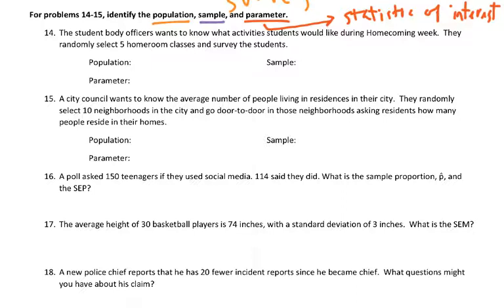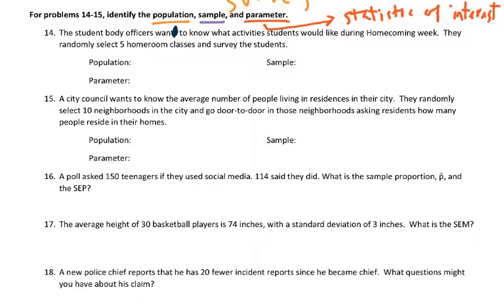So, the student body officers wants. Well, apparently somebody did a typo. I didn't create this. It's not my fault. The student body officers want to know what activities students would like during homecoming week. They randomly select 5 homeroom classes and survey the students.